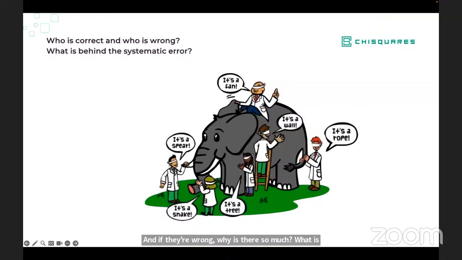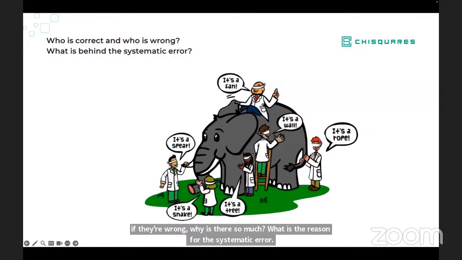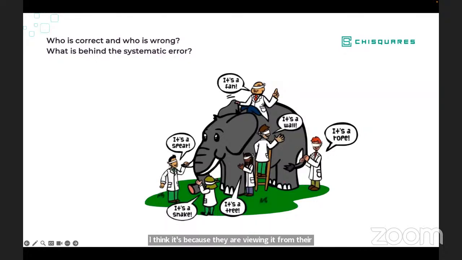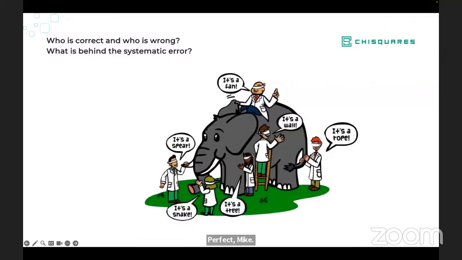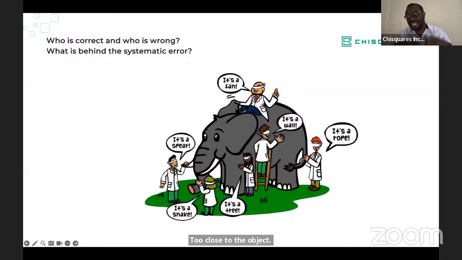I think it's because they are viewing it from their own perspective. Different people viewing it from their own different areas. So they see what they see, looking at it from where they stand. Very good. From where they stand. And that's because they are standing too close to the object. Excellent.